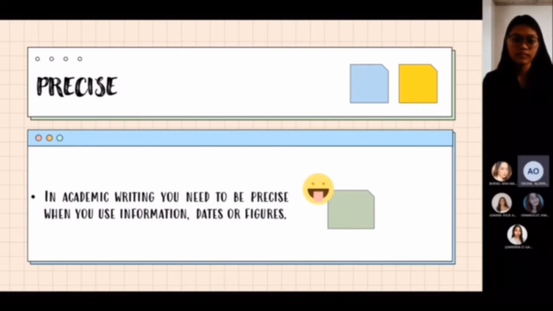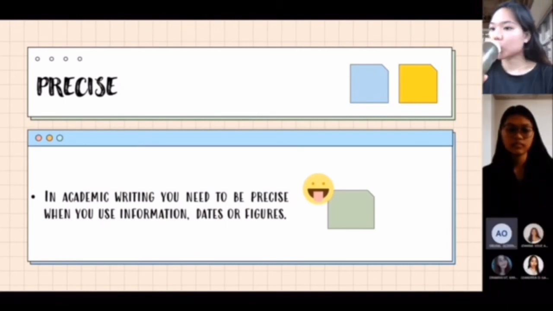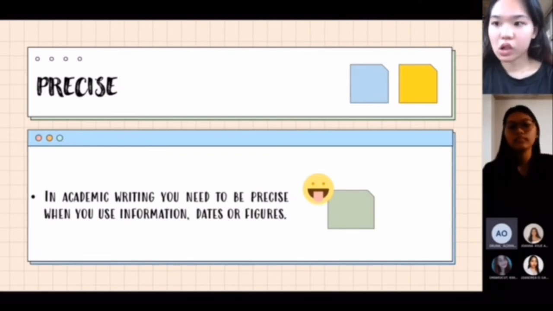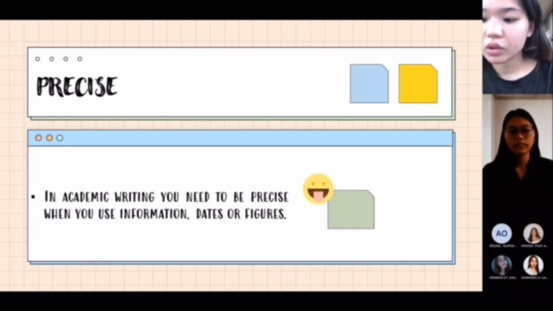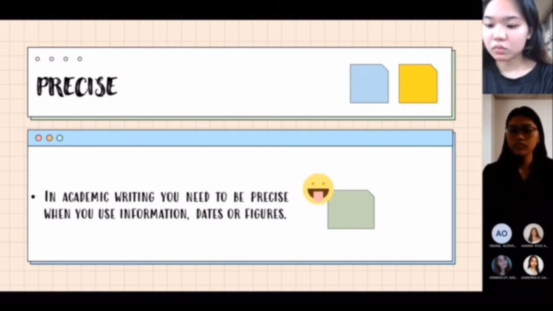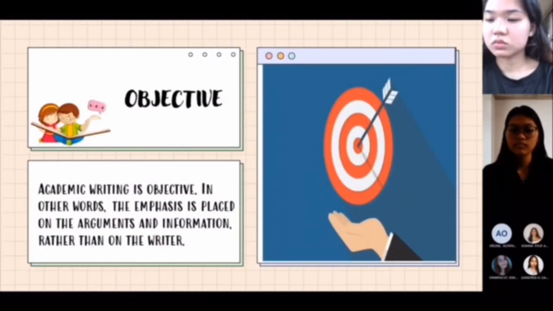Moving forward, precise. In academic writing, you need to be precise when you use information, dates, and figures. This means that when you're writing about other information, you need to be precise on what they're talking about, such as writing numbers, for example. You don't write the several, few, or other terms that are included in usual essays. Instead, you write the exact numbers, the exact percentages, that need to be cited in order to be precise. This also includes the dates of historical figures that are being cited in the paper, and any other information proven by other studies. Next slide, please.